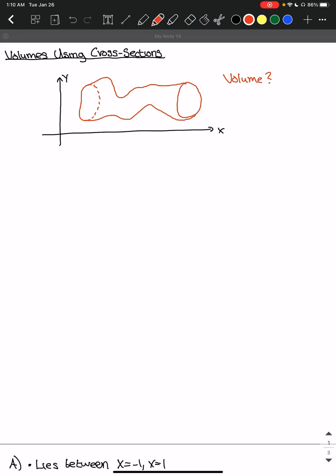Well, we're not going to be using a formula like 4/3 pi r cubed. We're going to use a little trick called, of course, cross sections. What we're going to do is zoom in really, really far. We're going to take a knife and slice our volume, in this case vertically. There's nothing stopping us from doing it horizontally like this, but let's just look at the vertical case now.